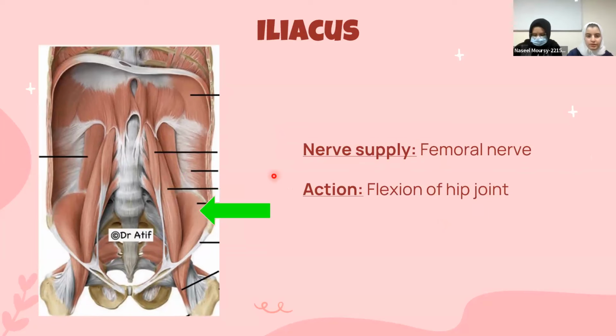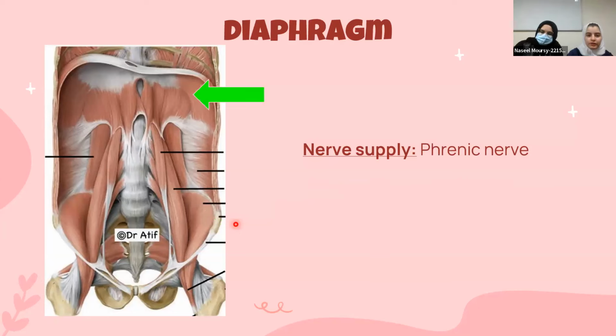Now, iliacus, the one here, its nerve supply is from the femoral nerve, and action is also flexion of the hip joint, just like the psoas muscles. And finally, diaphragm, the simplest dome-shaped muscle. It basically separates your thoracic compartment from the abdominal compartment, and its nerve supply is the phrenic nerve. Okay, this is really important.